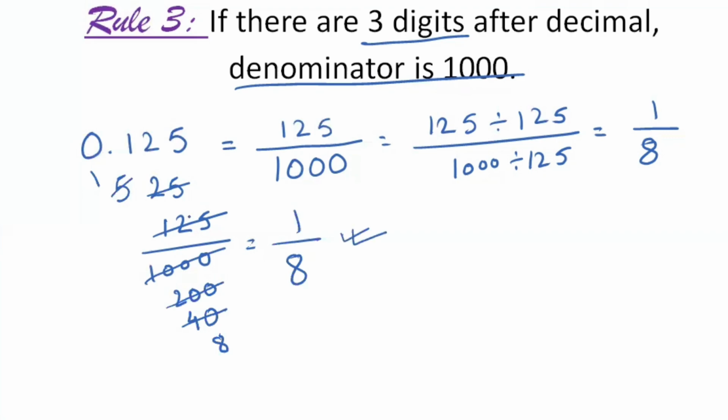So 0.125 is equal to 1 over 8, the fraction form. I hope all the rules are clear. Rule number 1, rule number 2, and rule number 3, all are clear.